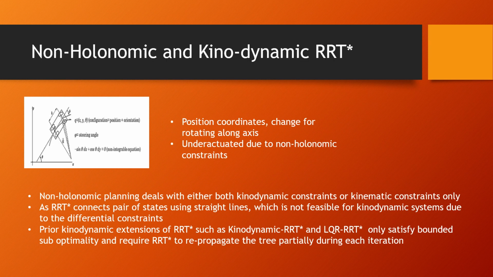Kinodynamic planning refers to motion planning problems for which velocity and acceleration bounds must be satisfied. A car-like robot needs to change its position coordinates in order to rotate around its axis. It is underactuated due to non-holonomic constraints imposed by the wheels. Therefore, non-holonomic path planning requires satisfying both internal constraints and external constraints. Internal constraints include physical limitations of the robot, while external constraints include obstacles in the environment.